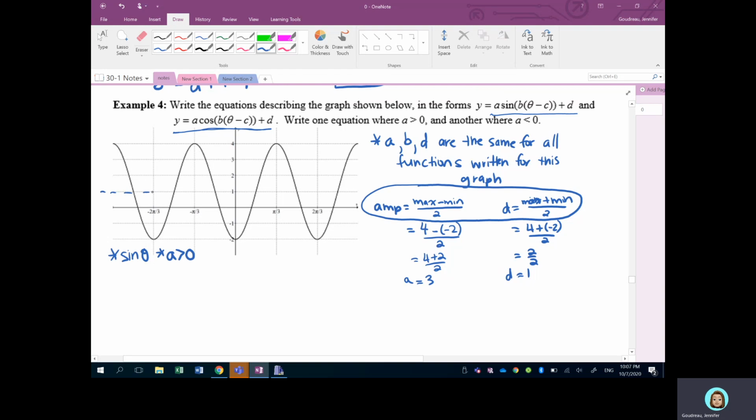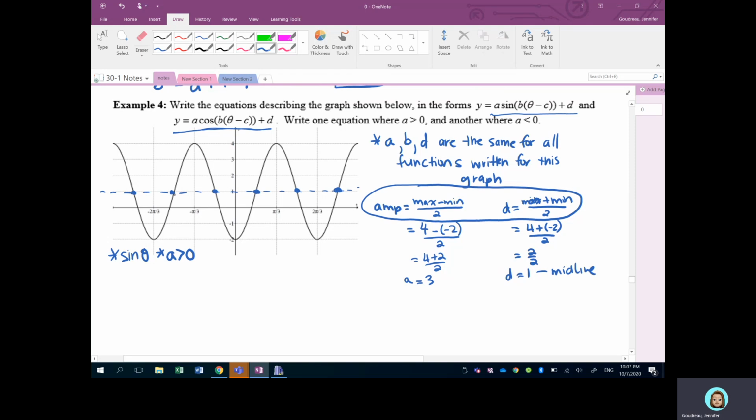To help me out, I'm going to dot the midline in. I know the D value is 1, so I know that is where the midline is, and I'm going to just dot it in. When the A value is positive for sine, it starts on the midline. So let's look first at all the possible midline spots. This is where the graph hits the midline. Now, because A is greater than 0, I don't want just where it hits the midline.